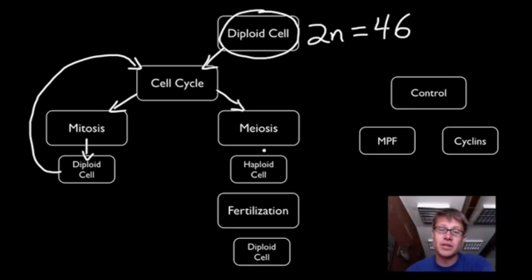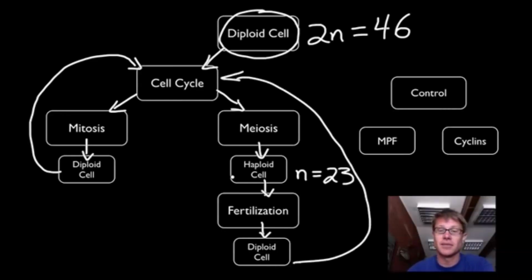In meiosis, we're going to take a normal diploid cell, and we're actually going to make a haploid cell. We're going to make sperm and egg. And so in humans, N now equals 23. Now, if we were to just stop there, we wouldn't have diploid cells anymore. But fertilization, where egg meets sperm, is going to combine those two cells to make a diploid cell. And now that diploid cell can enter into the cell cycle again. And so we've got kind of two loops. We've got the mitosis loop and the meiosis loop. Mitosis is used to make all the cells in our body. Meiosis just makes gametes, or sex cells.